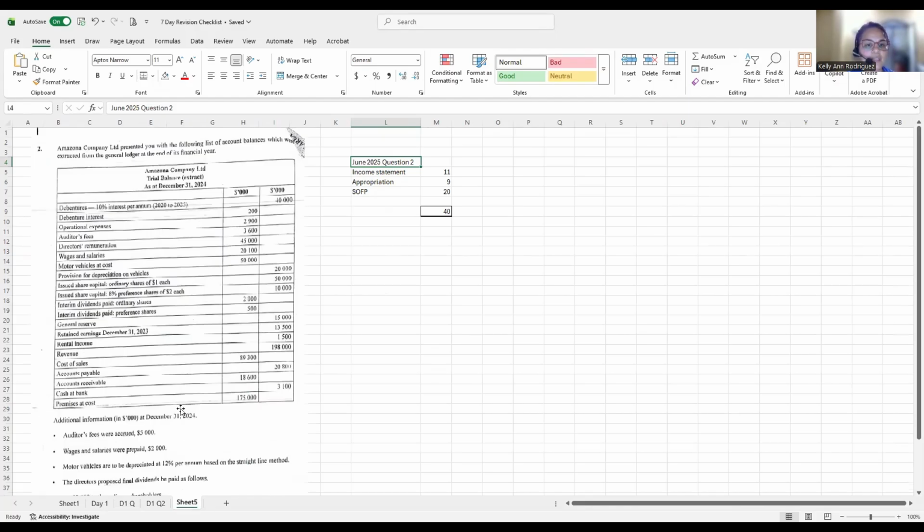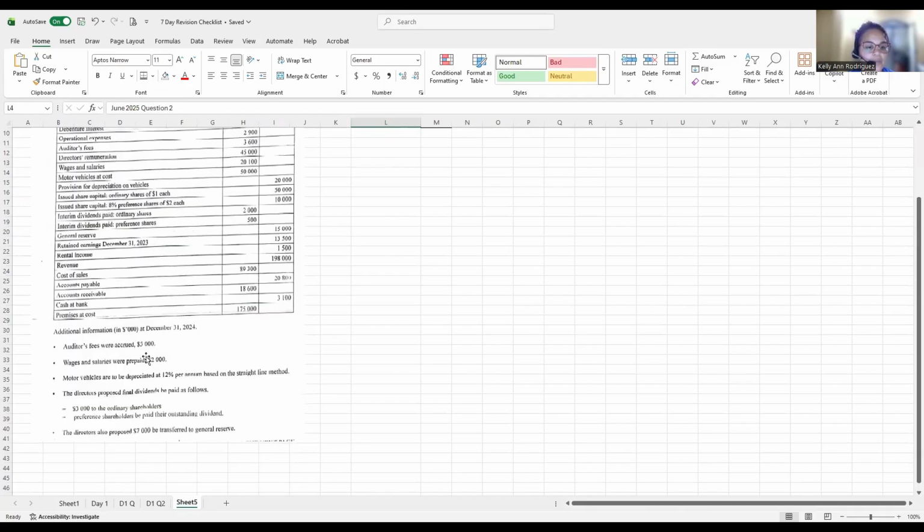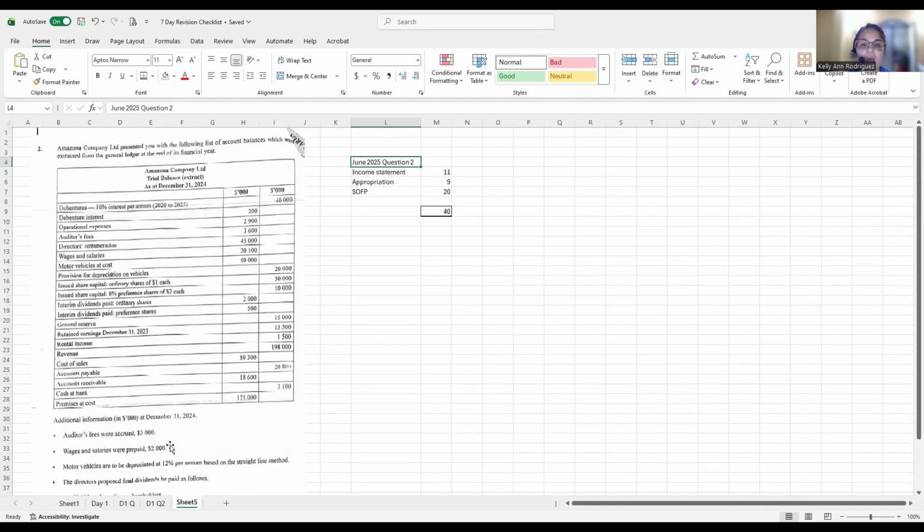Now let me just show you what they did in June 2025. In June 2025, they brought an entire question on limited liability. They presented this whole question. There is auditors' fees to accrue, so they have accruals, they have prepayments, and they have depreciation listed in it for adjusting entries, just as we looked at today. However, this one question had 40 marks. It was an income statement for 11, appropriation for 9, and a statement of financial position for 20 marks.